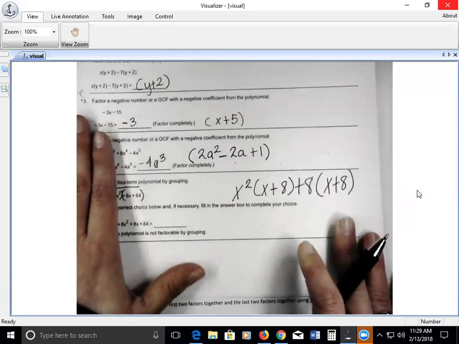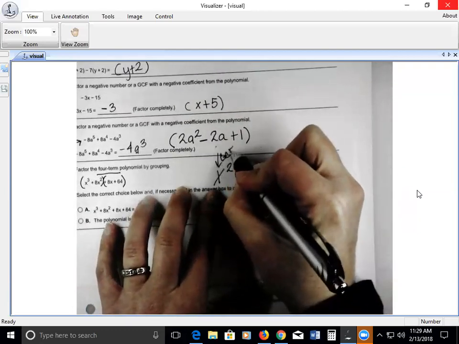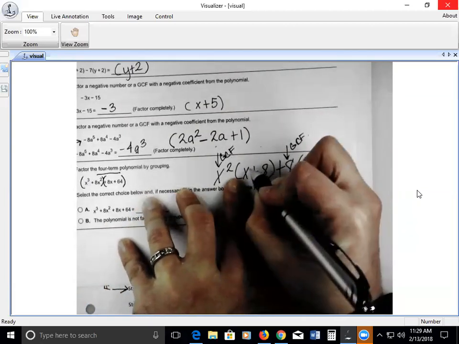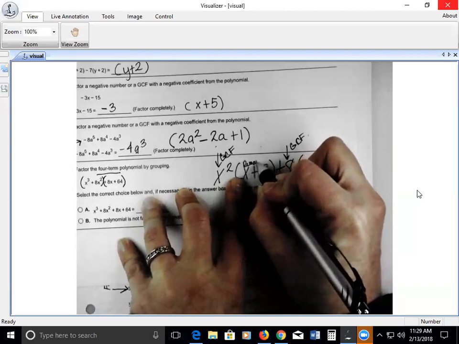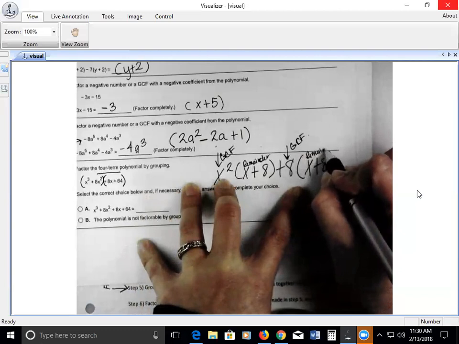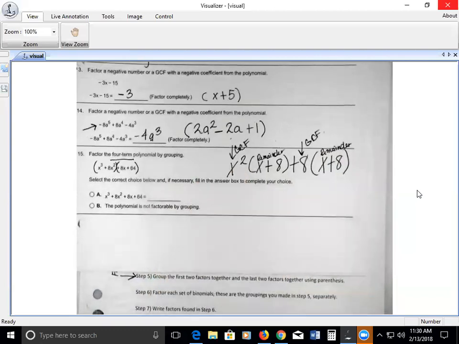Okay, so let's pause for a second. We have a GCF. I'm labeling here for you. This is considered a remainder. This is also considered a remainder. Remainders are identical, not only identical in display, but also identical in symbols or signs. So we have a positive x plus 8, and then we have a positive x plus 8.